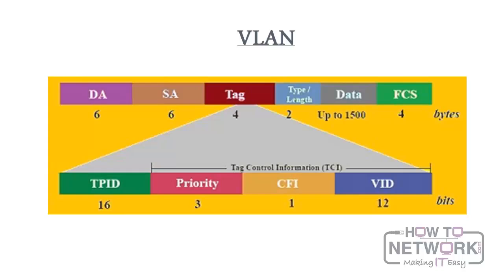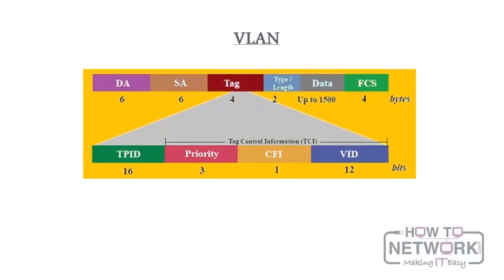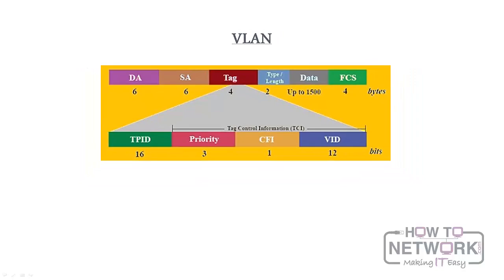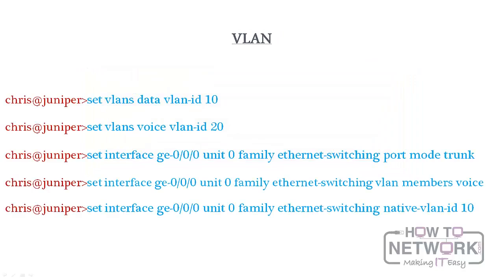Here's an example of how you might configure this. First, we'll configure the data VLAN here, and then you'll configure the voice VLAN. We have the data VLAN 10 and the voice VLAN 20. Then we'll configure an interface as a trunk port, and then we'll assign VLAN member voice to that interface, and then we'll also assign the native VLAN ID 10 to that same interface.